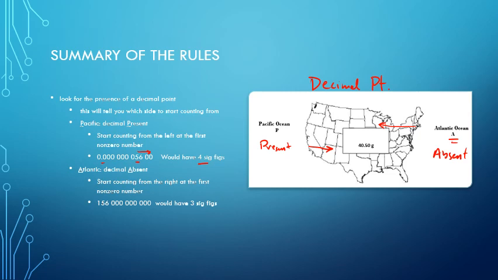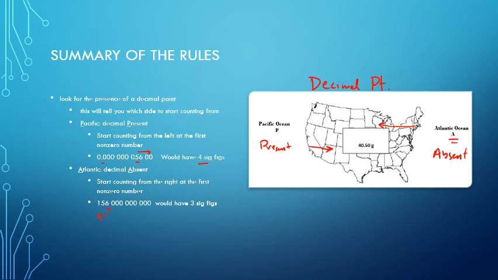When I look at a number where the decimal point is not showing, it is absent, now I'm going to start on the right side of the number and I'm going to count all the digits to the left. So finding my first non-zero number from the right side, again I have all these zeros here, so the 6 would represent my first non-zero number. So I'm just going to count all of the digits going to the left. So in this case, 156 billion, that would have 3 significant digits.